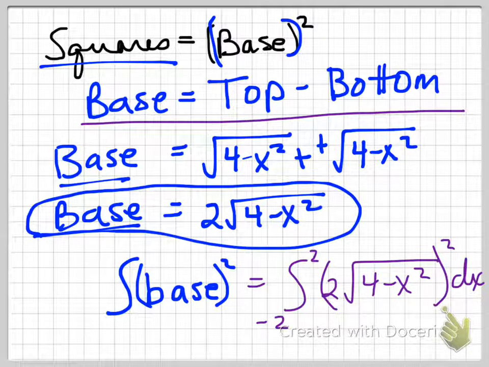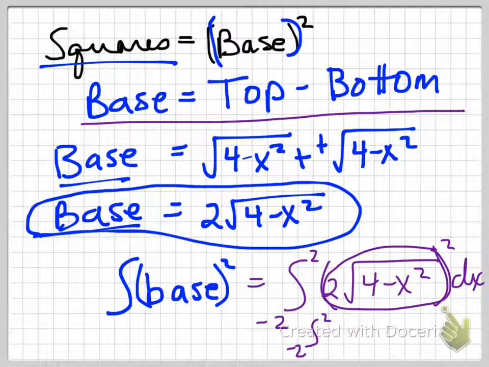So if you think about your circle, it goes from x being negative 2 to x being positive 2, and then we have our base and we're going to square it. So when you square this, negative 2 to 2, squaring this part right here is going to give me 4 times 4 minus x squared dx.